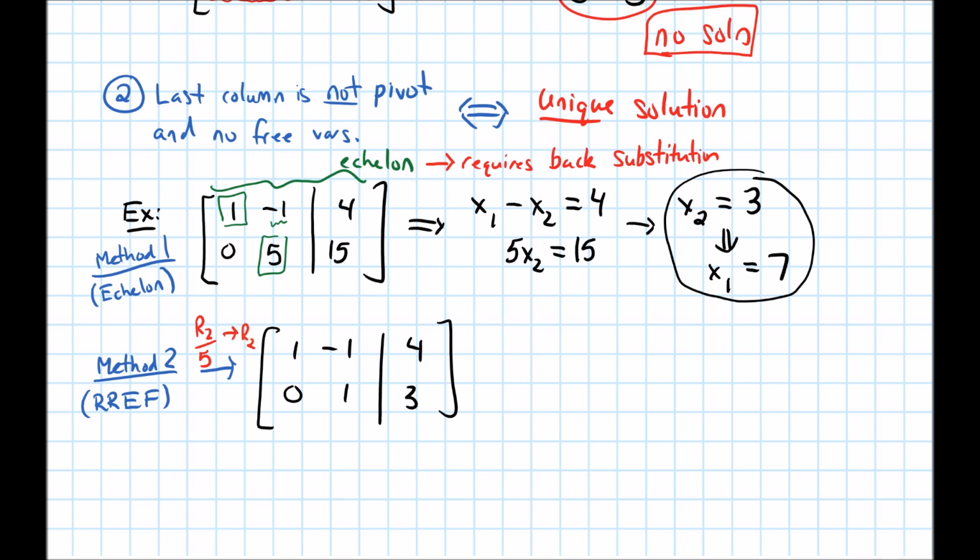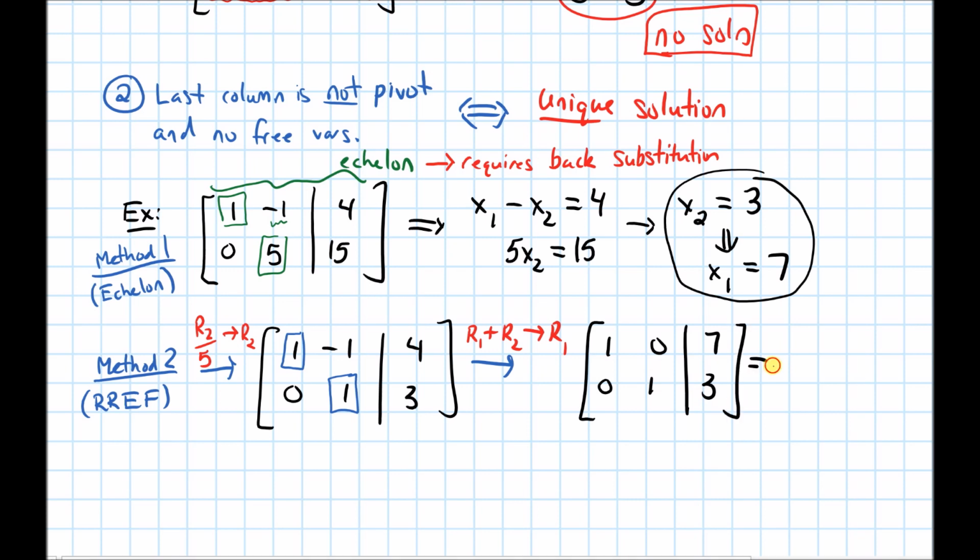Now to get this in reduced form, there's one last thing I've got to do. I know what the pivots are. They're this one and this one. So I have to make all the numbers above the pivots a 0 to finish it off and put it into reduced form. So I would have to add row 1 to row 2 and insert that into row 1. Doing that gives me 1, 0 augmented with 7, and the second row is the same, 0, 1 augmented with 3.